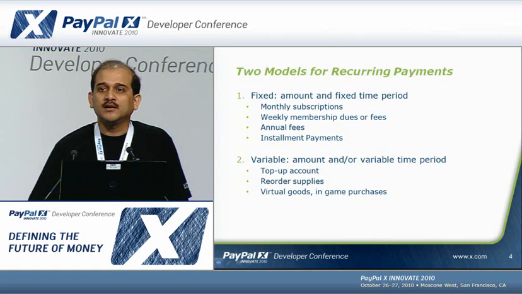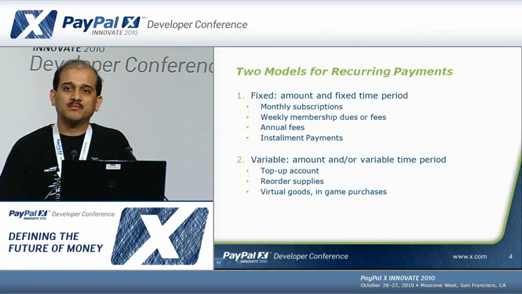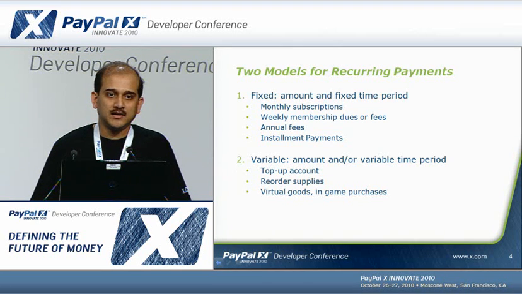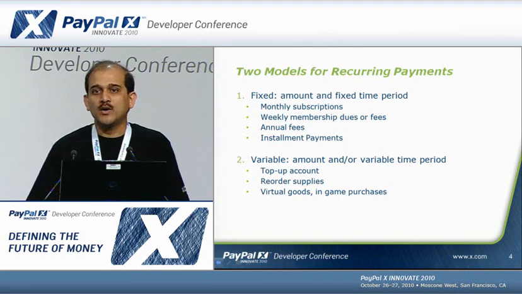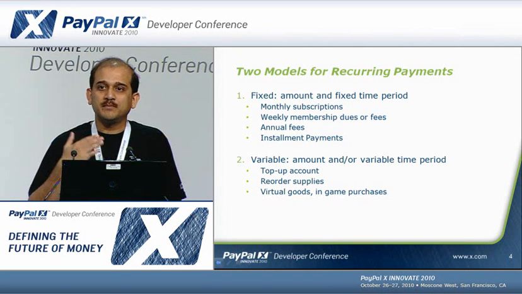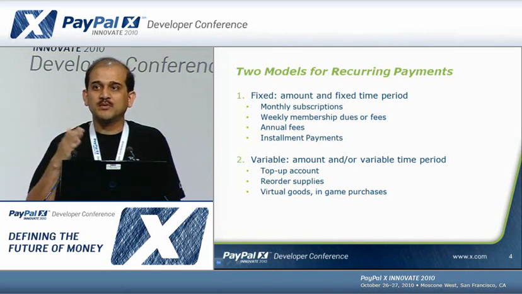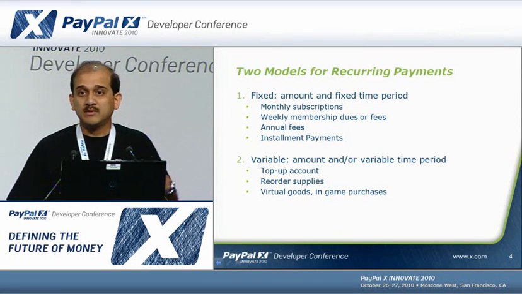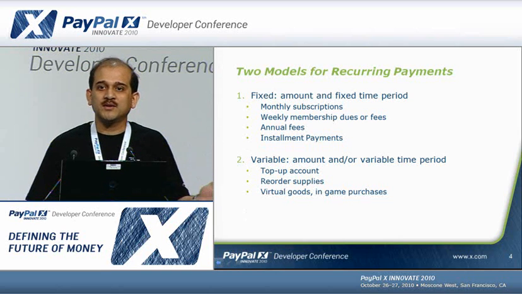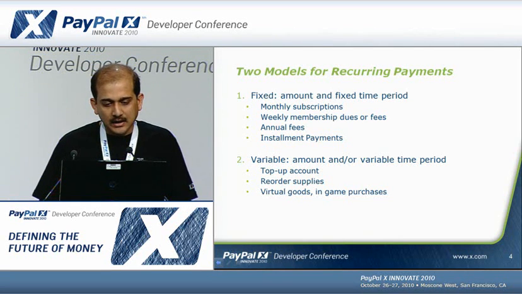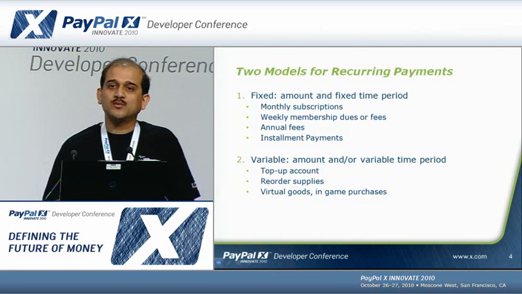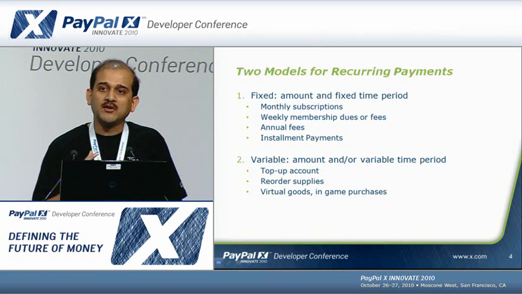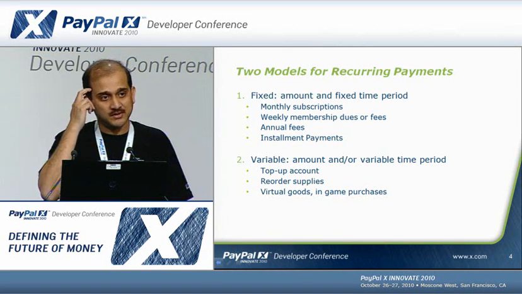A little bit on the model for recurring payments. When we talk about recurring payments, we think about two different ways of billing your customers. One is a fixed billing cycle over a fixed period of time. Great examples are monthly subscriptions, weekly membership dues or fees, insurance payments, and things like that. In this case, you as a merchant will set up what we call recurring payment profiles within the PayPal system.